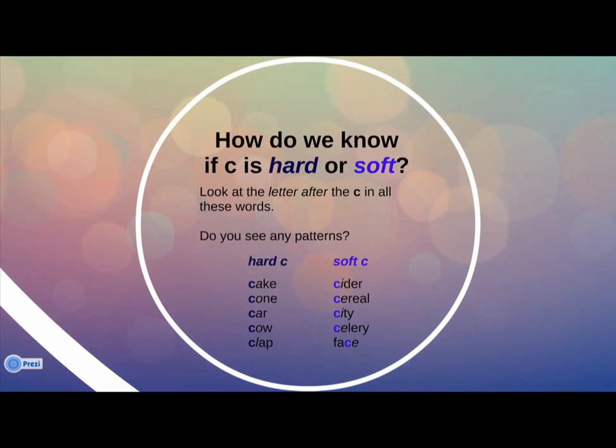You might wonder how we are supposed to know if the C is going to be hard or soft. So look at the words listed here under hard C and soft C, and look at the letter after the C. See if you can see any patterns on what kinds of letters are after the C in those two different groups. So pause the video and look at the words for a minute. Okay, we'll look on the next slide to see if we can find what those patterns are.